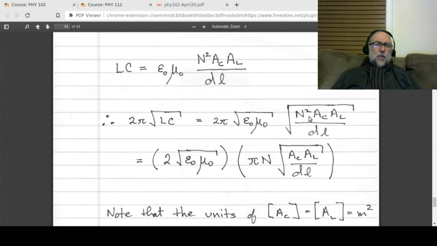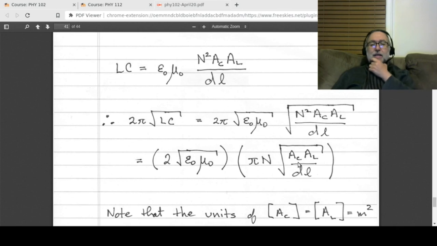I'm going to rearrange the terms a bit. You might say, why are you rearranging them this way? And you'll see in a second. You see that pi there? I'm going to put the pi with this square root over here. I'm going to take the 2 and the square root of epsilon naught mu naught and put them together in the front here. See the n squared there? That's under a square root, so that just becomes an n out in front. So I've got a pi times an n times the square root of the two areas divided by D L.